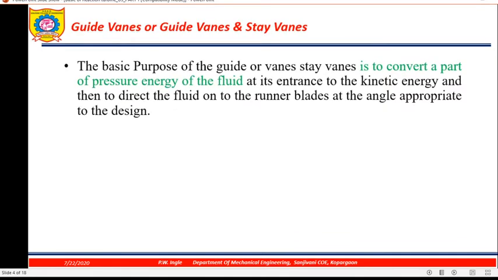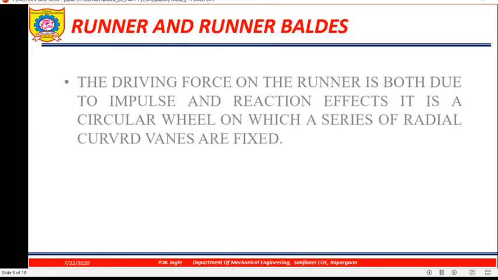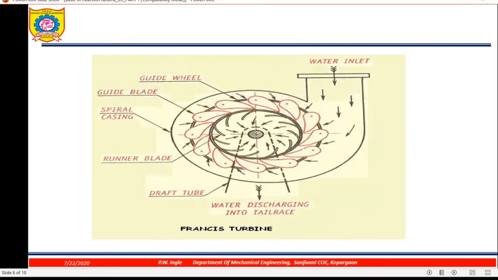So this is the casing, the spiral casing. At the outlet, the area of cross section is minimum and it is maximum at the inlet, to maintain the velocity constant throughout the circumference of the runner. The next part is the guide wheel. On the guide wheel, guide blades are mounted. These guide blades are movable. So first is the spiral casing, then the guide wheel.